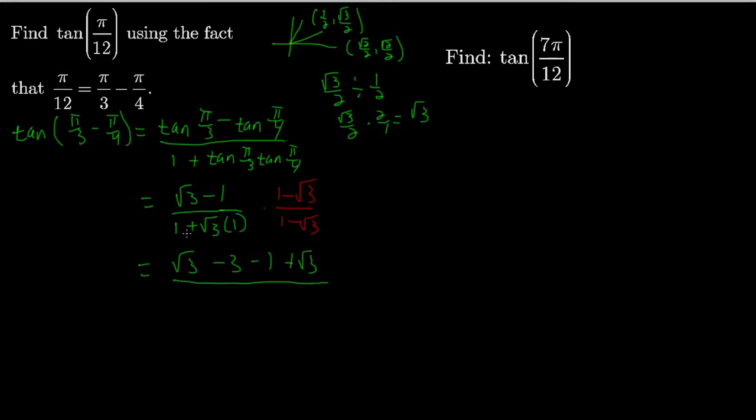In the bottom, 1 plus root 3 times 1 minus root 3 is 1. The two middle terms cancel out, minus root 3 times root 3 is 3. And I get 1 minus 3. So on the top I've got 2 root 3's and a minus 4. In the bottom I have a negative 2. And this produces a final answer of negative root 3 plus 2.